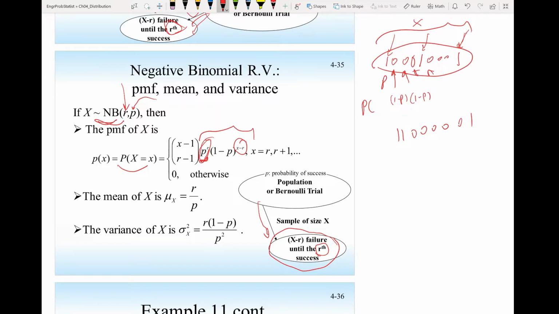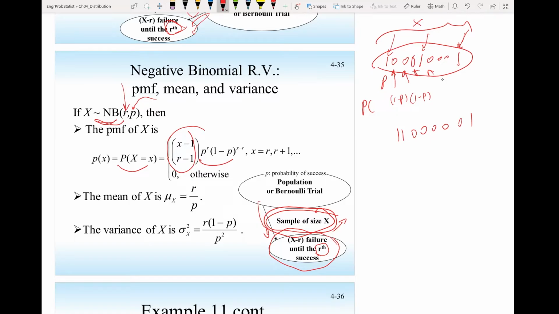Take the last item, because the last item is the success. So don't include it. So in this sample, you have x minus 1, and inside it you have r minus 1. I'm subtracting 1 from x because that's the success, and I'm subtracting 1 from r because that is the success. So it's not included in the combination. Then there are that many ways you can arrange r minus 1 successes out of x minus 1 items, and that will be the probability of each combination.